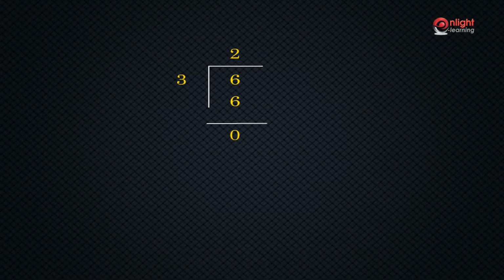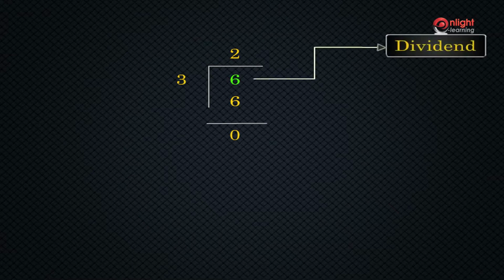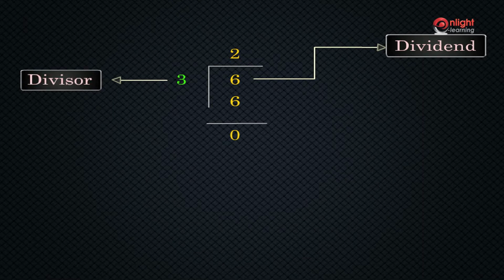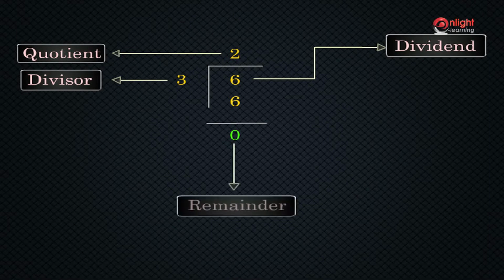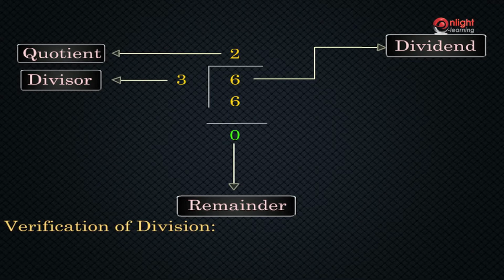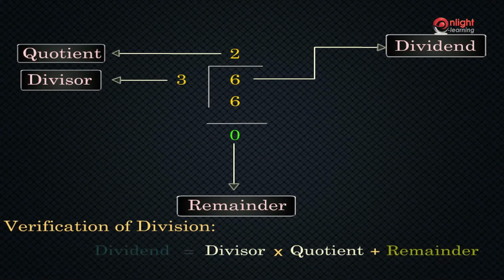Terms. Dividend. The number to be divided is called the dividend. Divisor. The number by which we divide is called the divisor. Quotient. The number that we get after division is called the quotient. Remainder. The number which is left undivided is called the remainder. Verification of division. The product of the quotient and the divisor plus the remainder will be equal to the dividend.